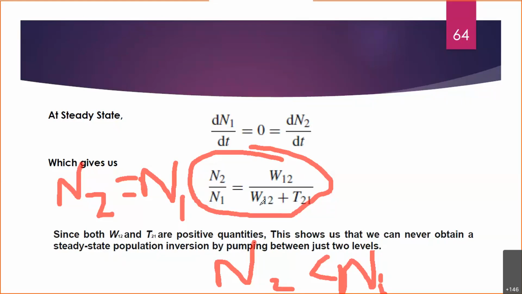So remember, three-level and four-level systems are in your syllabus, but the derivation of this formula will not be there. Otherwise the theory part of three-level and four-level will be there. So no need to confuse. Let me go through it again. The next part.